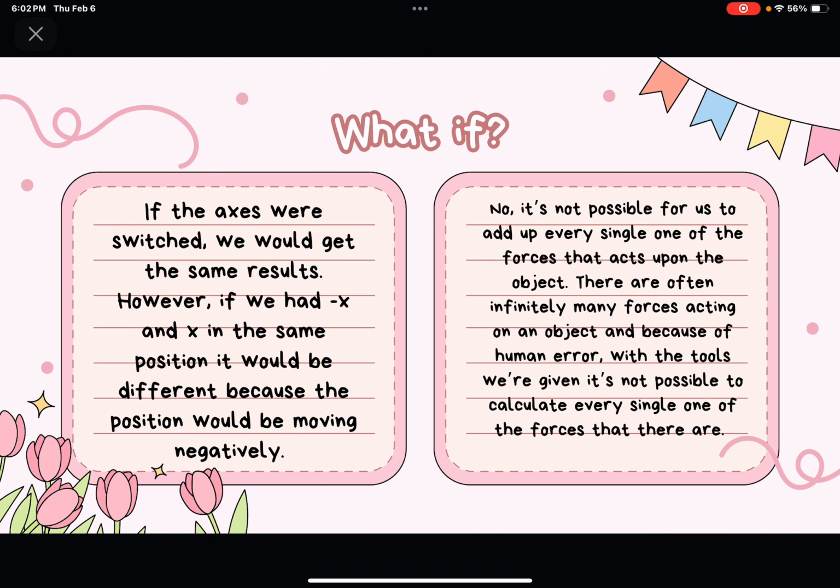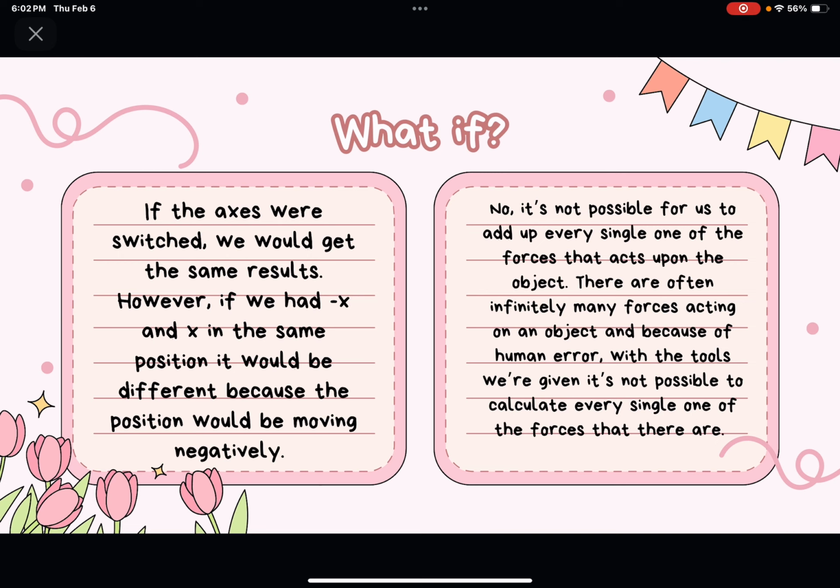So what if the axes were switched? We would get the same results, but the vector placement would be different. If we were analyzing the motion on the y-axis, then you would have a 0, a y value, and a 0, and that would be your velocity and your position. If you were analyzing it on the x-axis, then you would have an x value and then a 0 and then a 0, and that would be the position that you get. However, if you had a negative x, it'd be different because the position would be moving negatively, so it would be a negative version of your position.